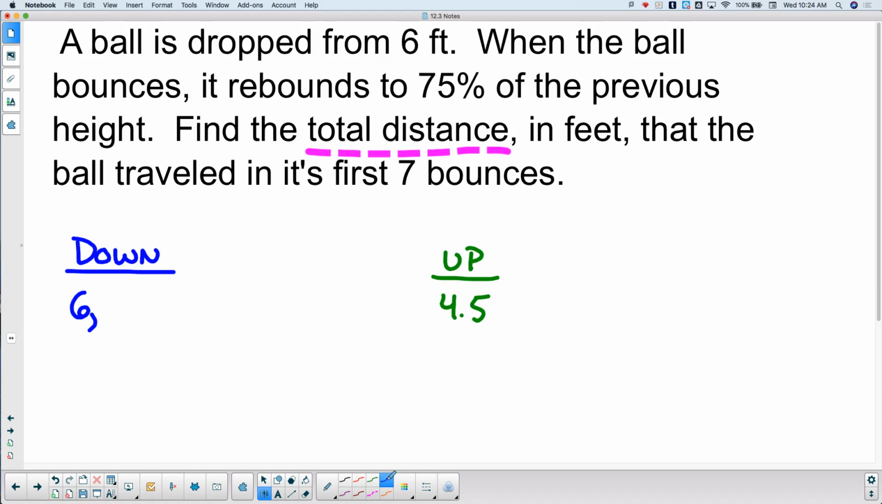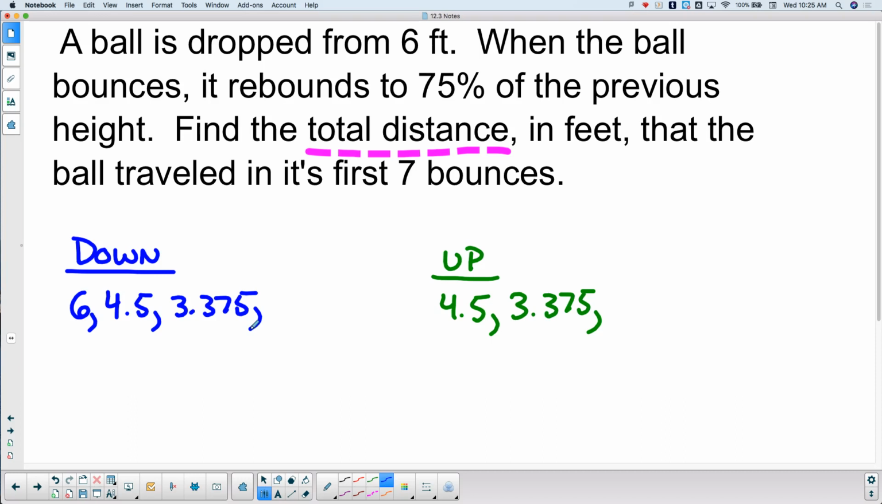Then what? It goes down 4.5 feet. And then what? 3/4 of 4.5. Anybody? 3/4 of 4.5? So then it comes back up 3.375 feet. Then it's going to go down 3.375 feet. And it's going to keep repeating that process, right?